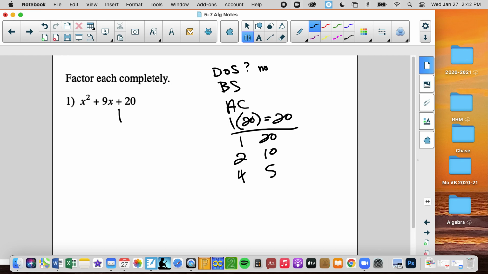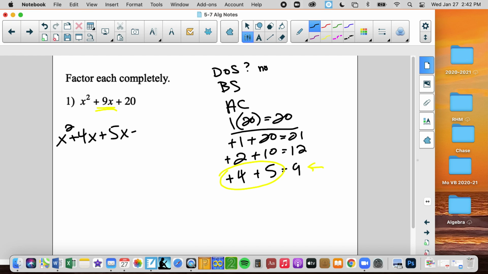Now I'm going to look at the signs. This tells me that the signs are going to be the same, and this one tells me that they're both positive. So I'm going to put those signs into my factor pairs. I get 21, I get 12, and I get 9. Okay, which one's equal to my middle term? This is my middle term. Which one's equal to it? Right there. So I'm going to use these two numbers to split the 9x up. So I'm going to write x squared plus 4x plus 5x plus 20.